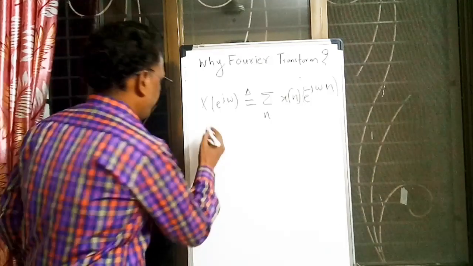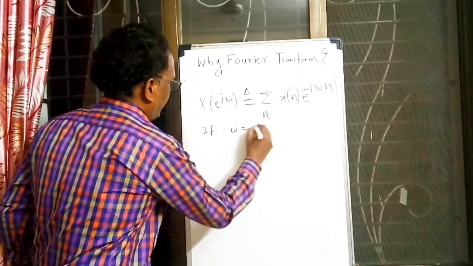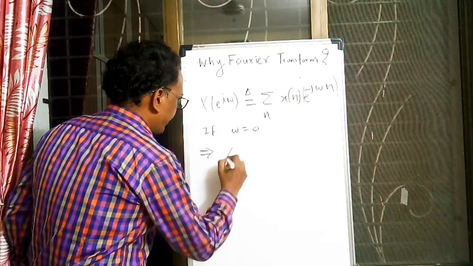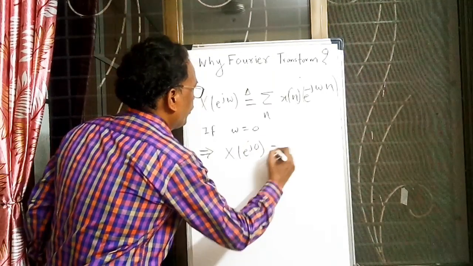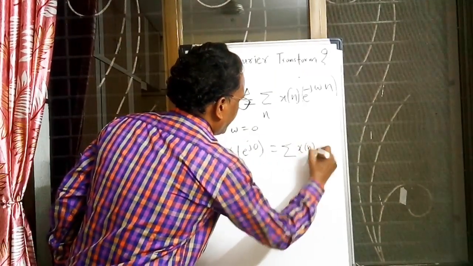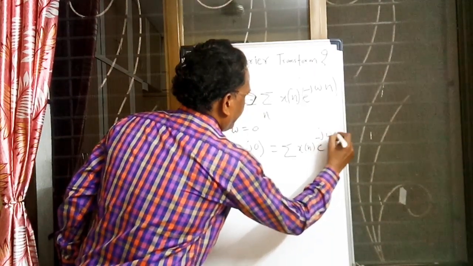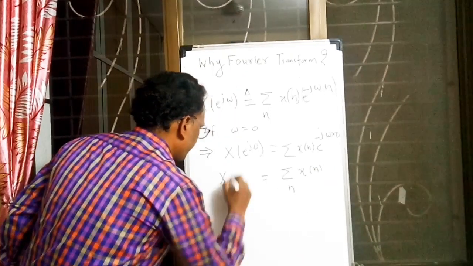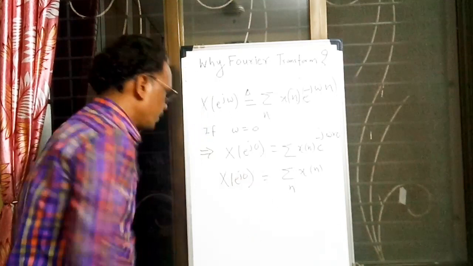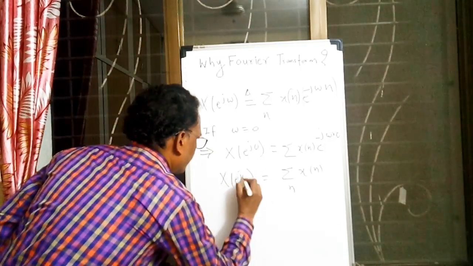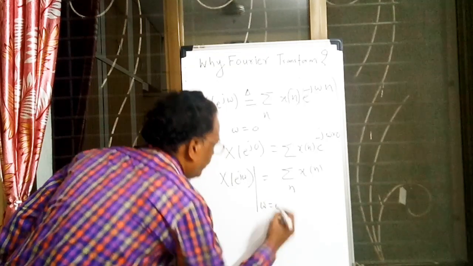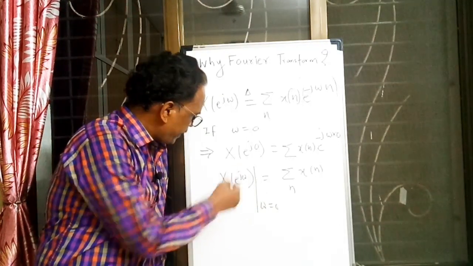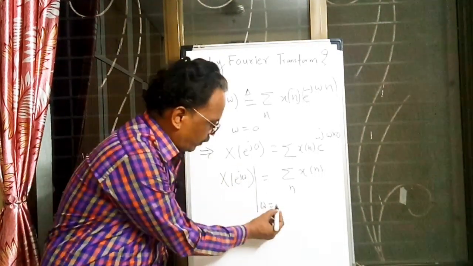If I put omega equal to 0, it gives me X(e^{j0}), which is nothing but the summation of x[n] e^{-jω·0}, which is summation x[n]. So X(e^{jω}) at omega equal to 0 becomes summation x[n]. If you look at this, this is the Fourier transform evaluated at frequency omega equal to 0.